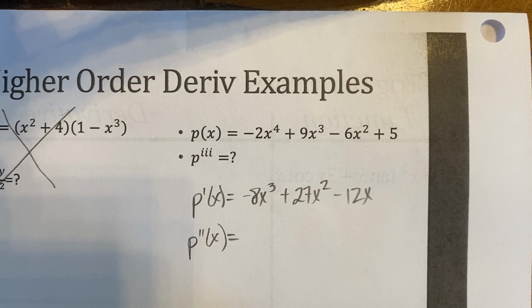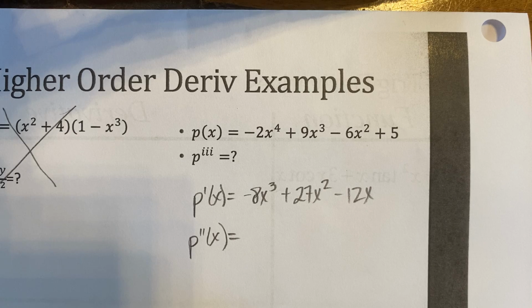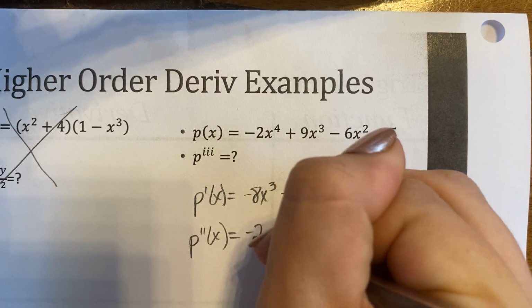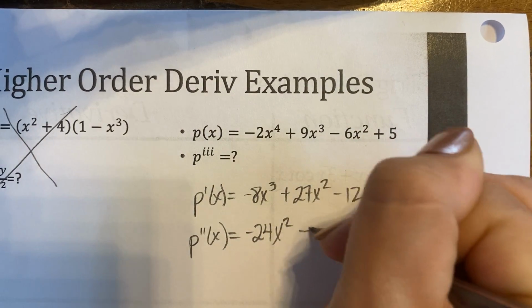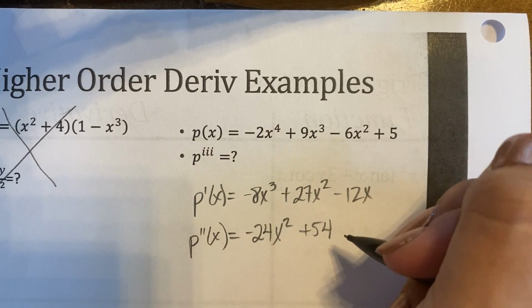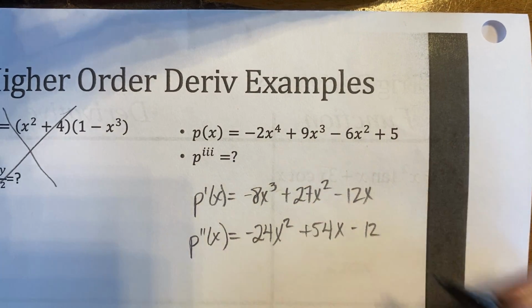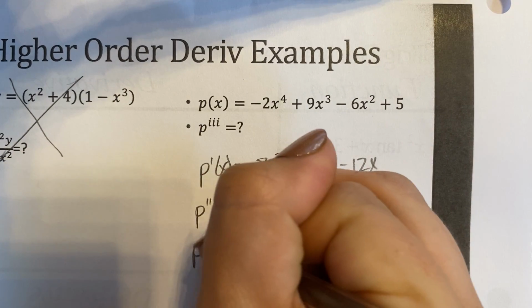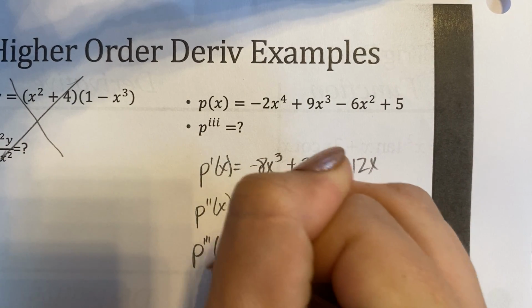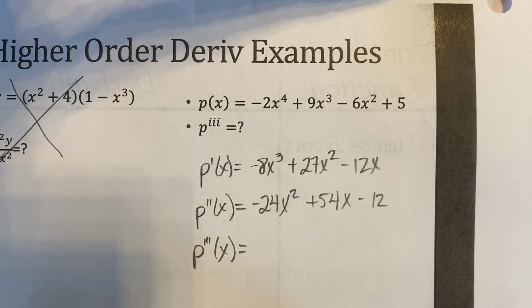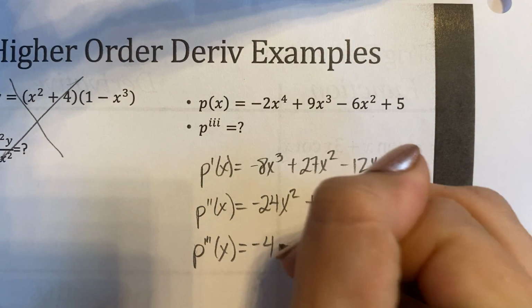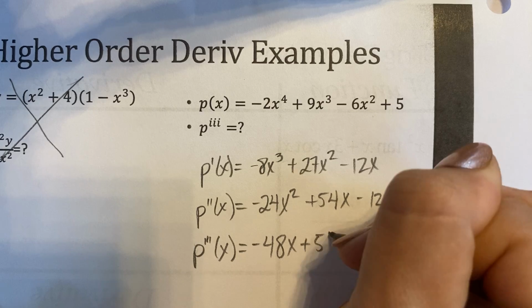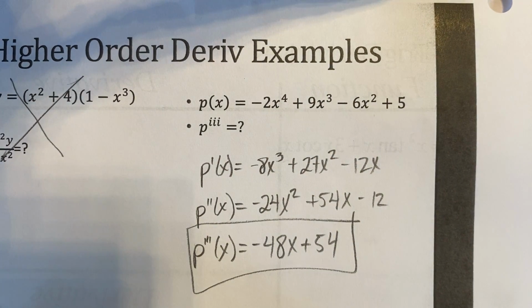To find the second derivative, you would take the derivative of this. So let's think about what the second derivative would be. Okay, it's negative 24x squared plus 54x minus 12. All right, and now let's think about what the third derivative would be. Okay, it's negative 48x plus 54. That's it.